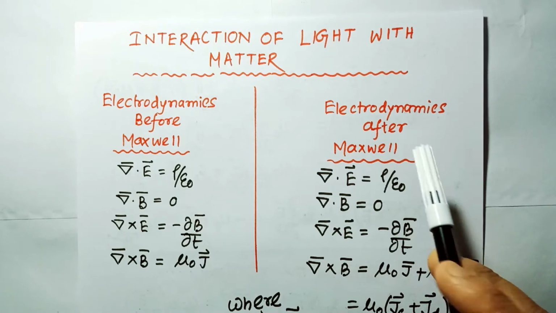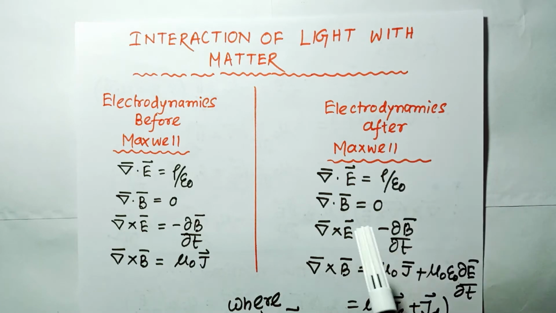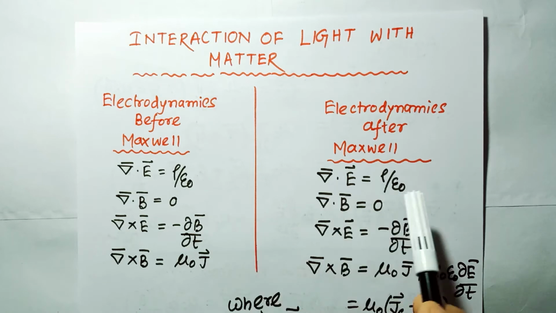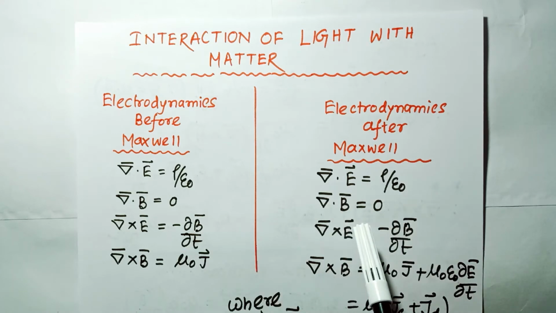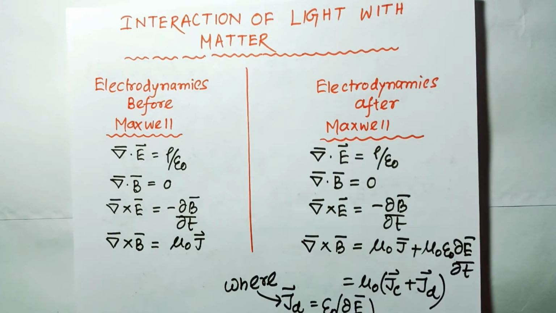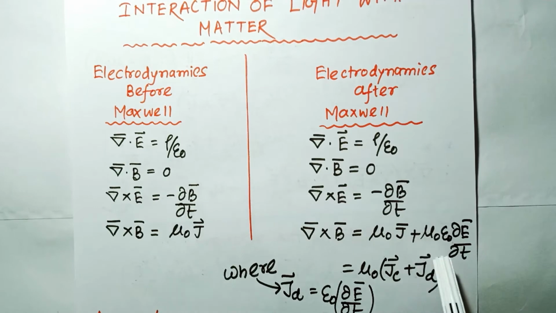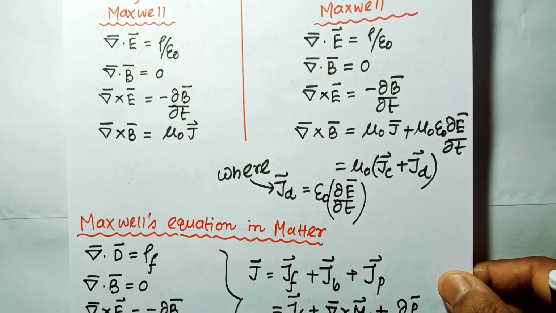So what does electrodynamics become after Maxwell? Divergence of E remains the same, rho by epsilon naught. Divergence of B remains the same, 0. Curl of E is equal to minus del B by del t, and curl of B is equal to mu 0 J plus mu naught epsilon naught del E by del t, where we can write it as mu naught Jc plus Jd, where Jc is called the conduction current density and Jd is equal to epsilon naught del E by del t. It is called the displacement current density.